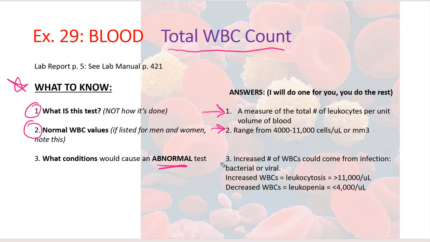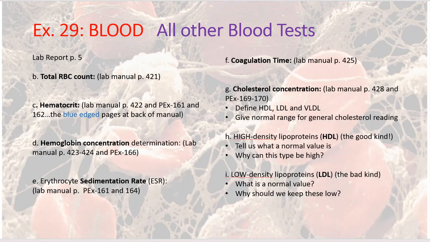An increase of white blood cells comes oftentimes from an infection of some sort, bacterial or viral. If I have an increase in white blood cells, it's generally leukocytosis, and if I have a decrease in white blood cells, in general it's leukopenia, and I would know those ranges.